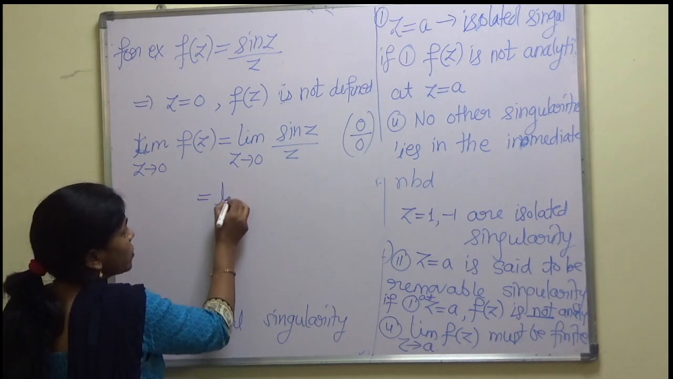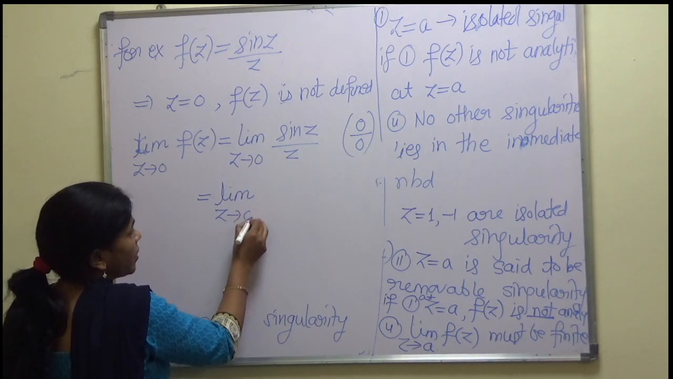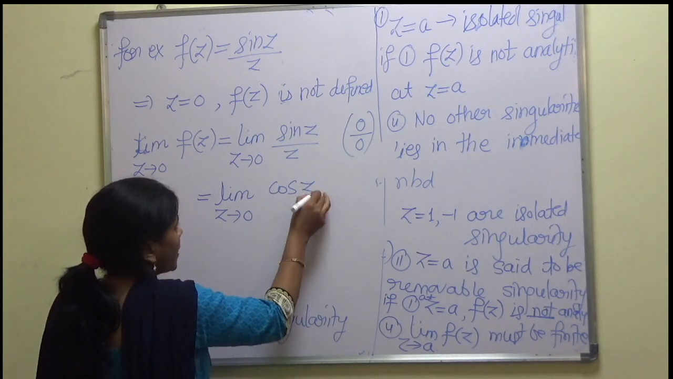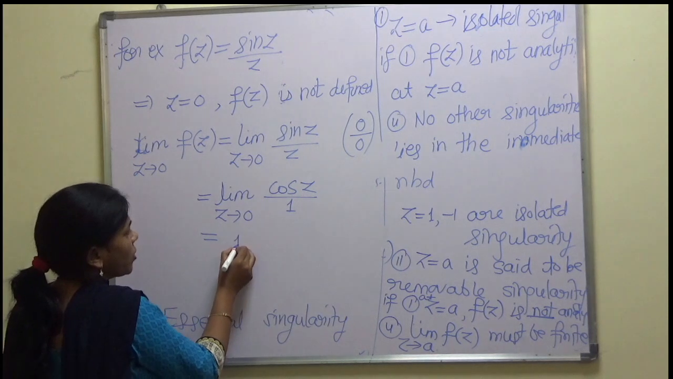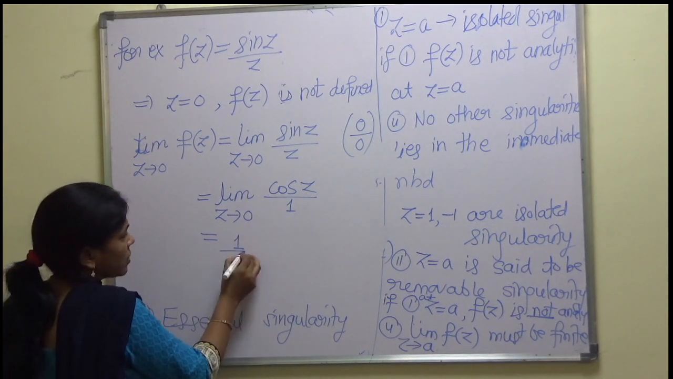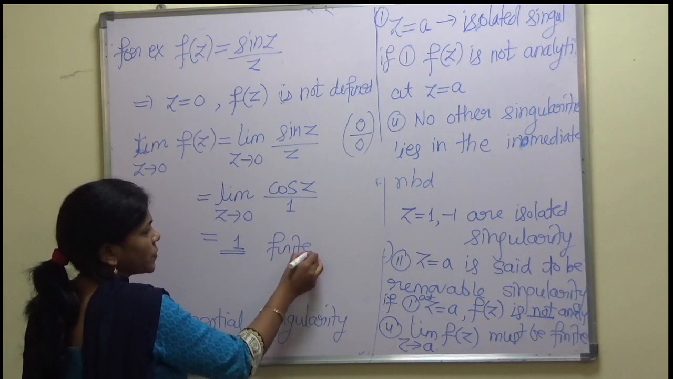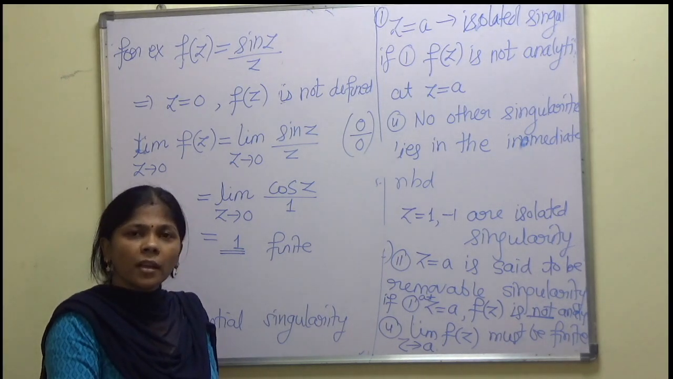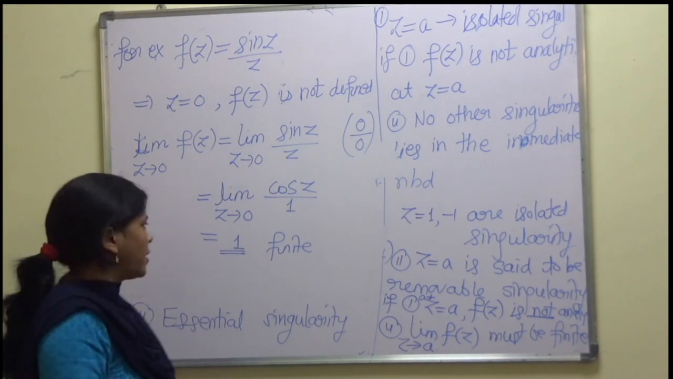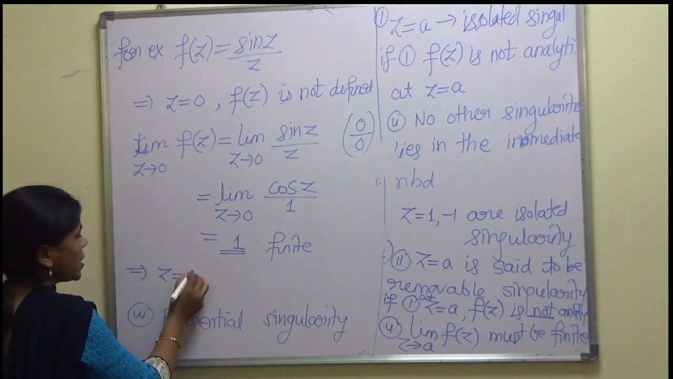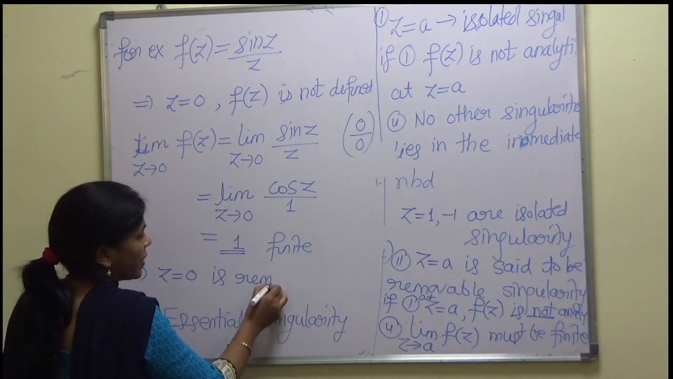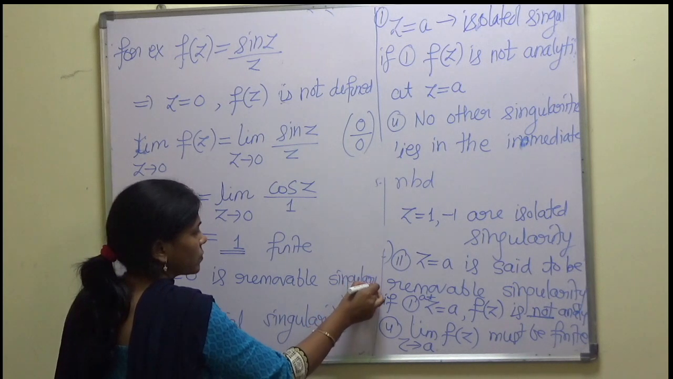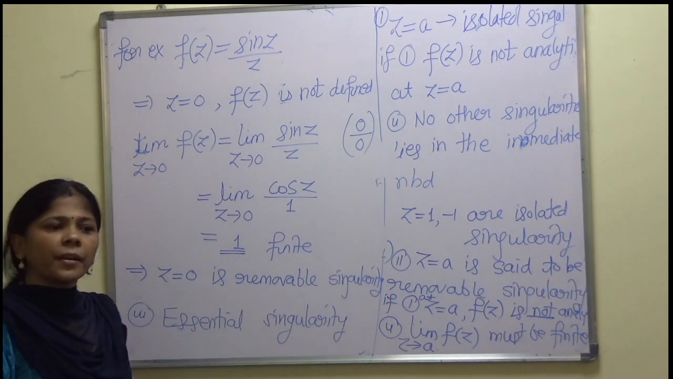According to L'Hospital's rule, we differentiate the numerator and denominator independently. The derivative of sin z is cos z and the derivative of z is 1. Then applying the limit, we get 1, which is finite. Therefore, what type of singularity is z equal to 0? It is a removable singularity. This implies z equal to 0 is a removable singularity. I hope these concepts are clear to you.